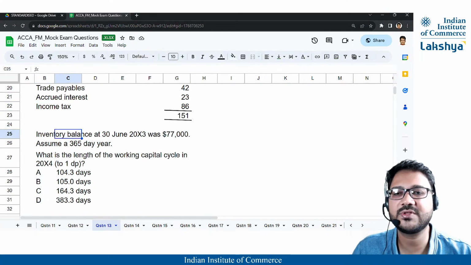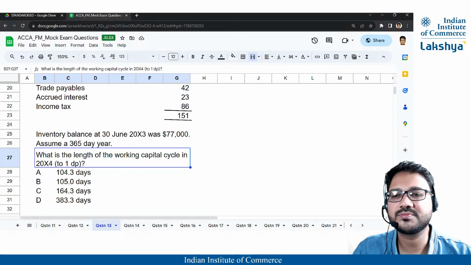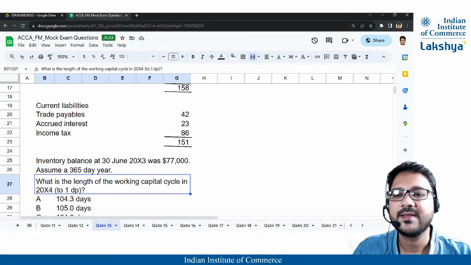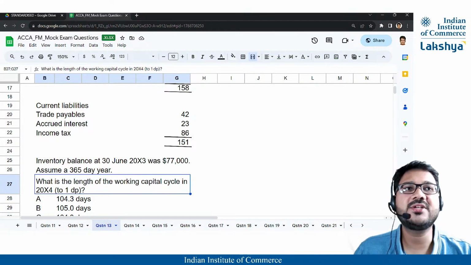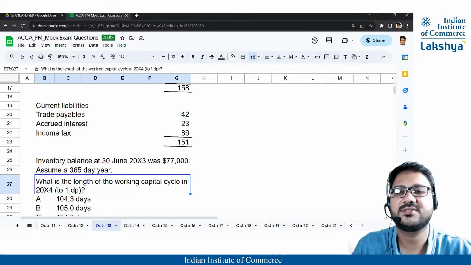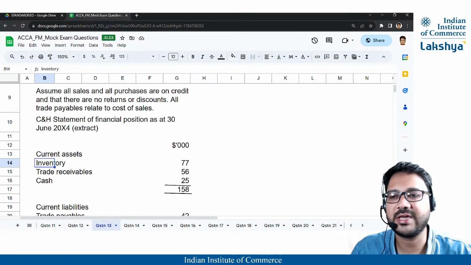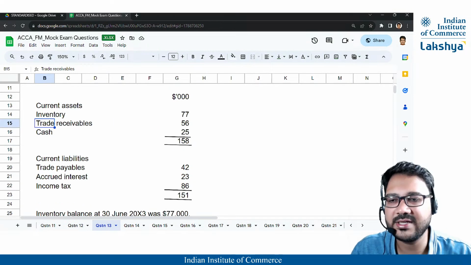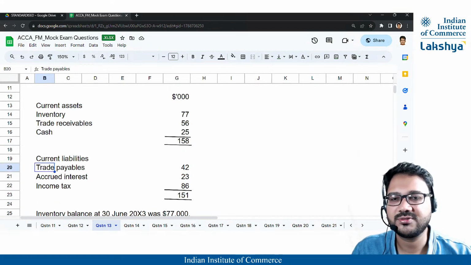Inventory balance on 30th June was 77,000. What is the length of the working capital cycle to 1 DP? DP stands for decimal points. So we basically need to find the days, the working capital cycle days. Let's see what all things we have. So inventory days plus receivable days minus payable days.